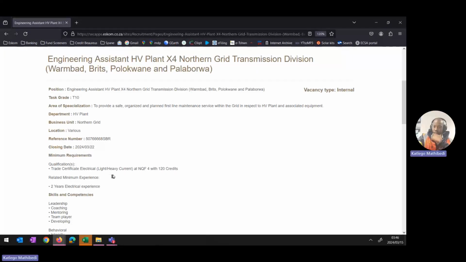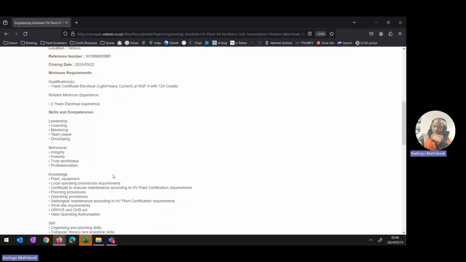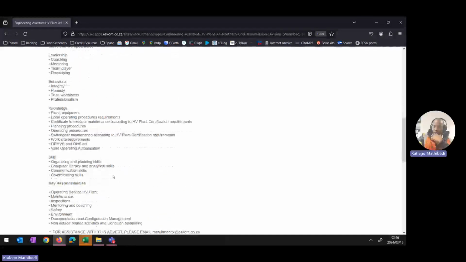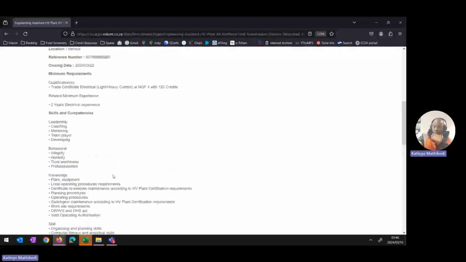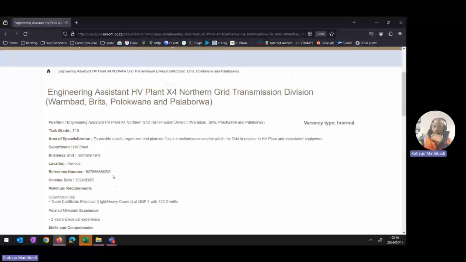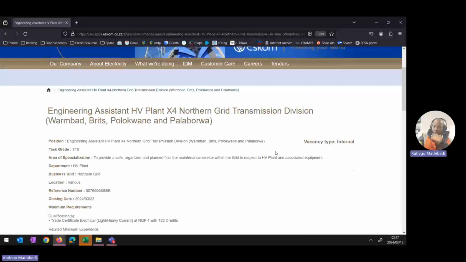And what you need to have for these posts is a trade certificate in electrical, which is either light or heavy current, at an NQF4 level with 120 credits. So that's the qualification that you need to have. And you need to have 2 years of electrical experience. They don't limit you to whether you need to have worked at a power station or in transmission or distribution. So yeah, I believe, okay, one last thing.